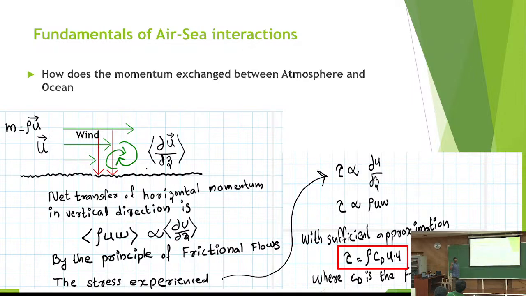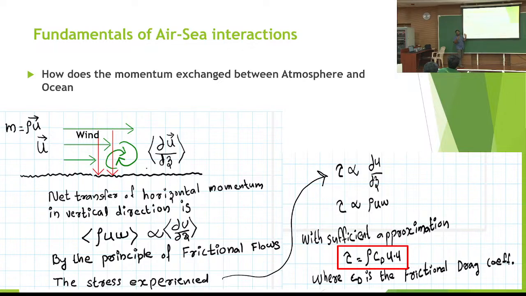So, through the turbulent eddies, the momentum, which is rho times u or mass times u, the zonal or horizontal momentum, is exchanged across, and this momentum causes the shear of the wind, which is dou u by dou z. That means, in the net transfer of horizontal momentum in the vertical direction, a w component will come, which is downward. This is the mass rate of flow, and this is w, which is momentum, proportional to the shear established. Or in other words, by the principles of frictional flows, the stress experienced must be proportional to the shear of the flow.